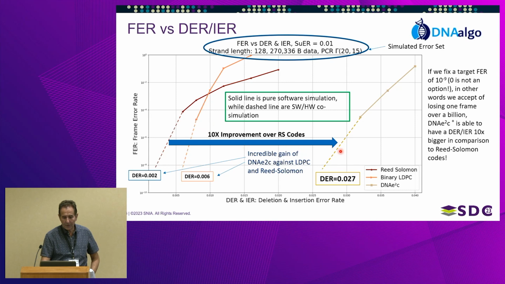If you go over to this line here, this says for the same frame error rate of 10 to the minus 8, we can get there even when the deletion error rate is 0.027. So that's the 10x. So it's the 0.002. That means the noisiness of the channel, the error rate, can be 10 times worse. And we still get something at 10 to the minus 9. It's still not data center, but it's getting closer.